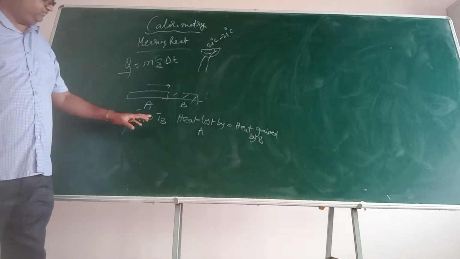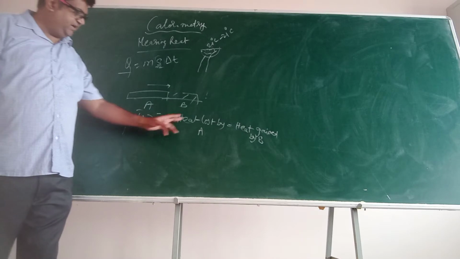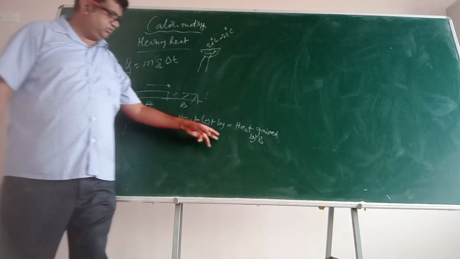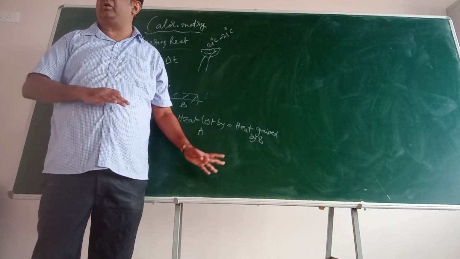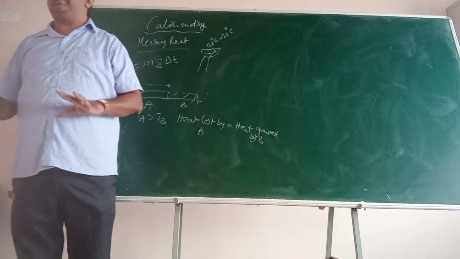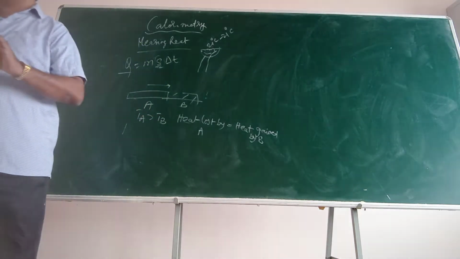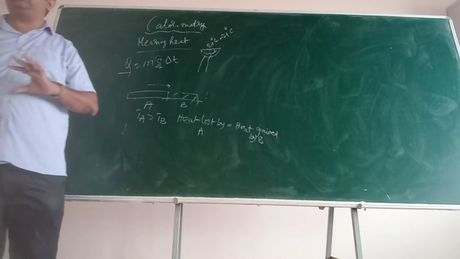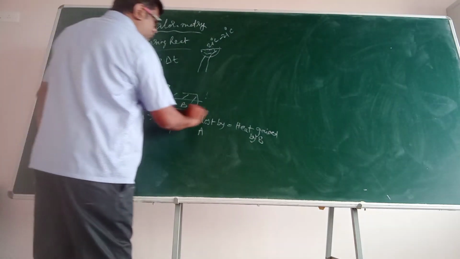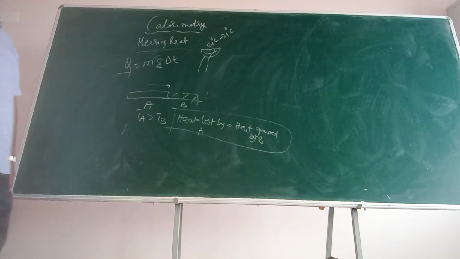So what is the concept involved here? Heat lost by A is equal to heat gained by B. Not temperature lost by A equal to temperature lost by B. No. Temperature is only a measure of heat, the degree of hotness, degree of coldness. So this is the concept you use in calorimetry. Please write down.